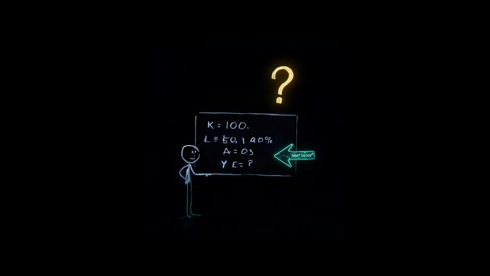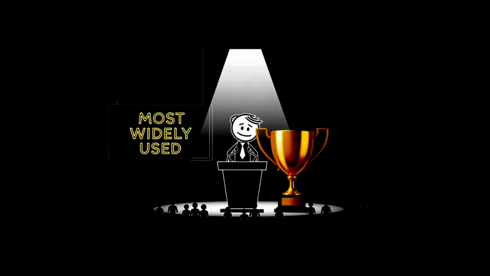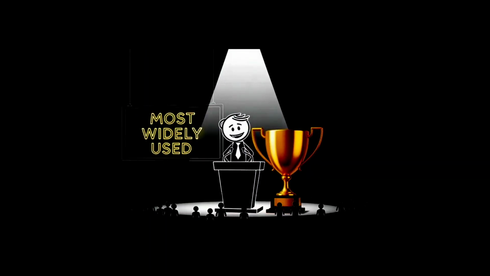So, the Cobb-Douglas production function explains how capital and labor combine to produce output. It is one of the most widely used production models in economics. In the next video, we will solve a numerical example using the Cobb-Douglas function step by step.